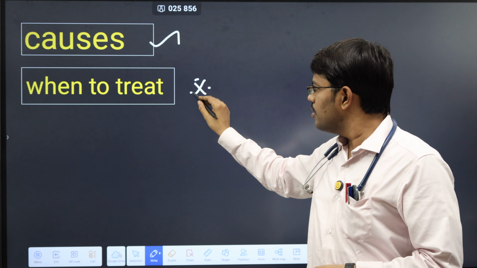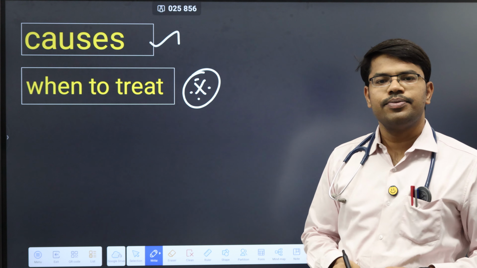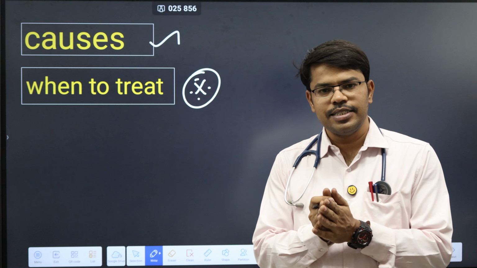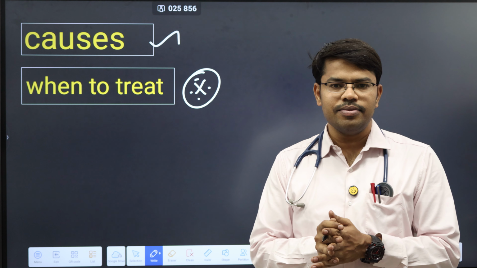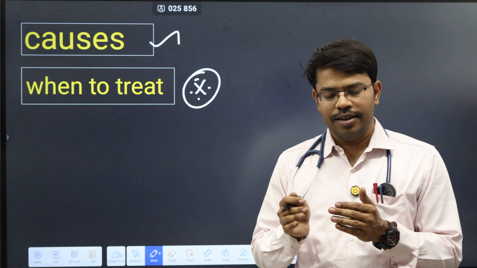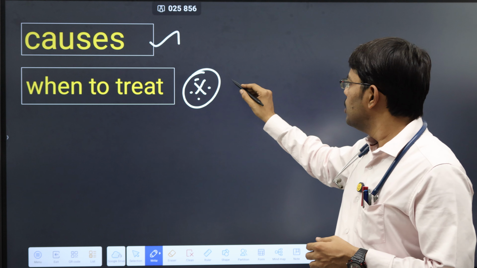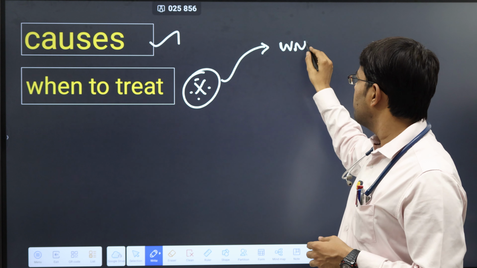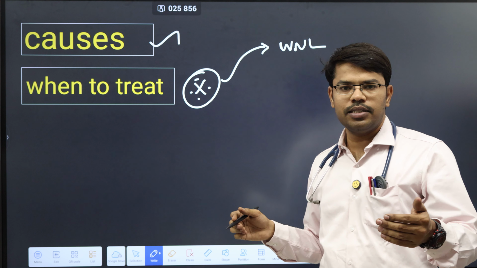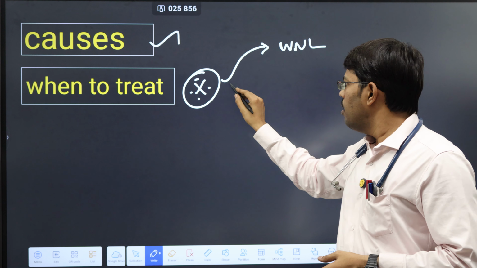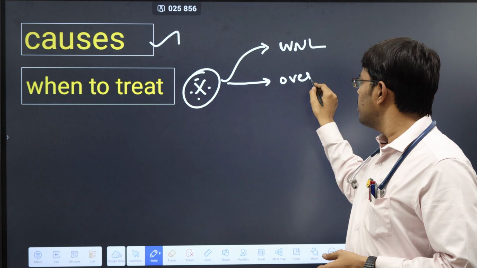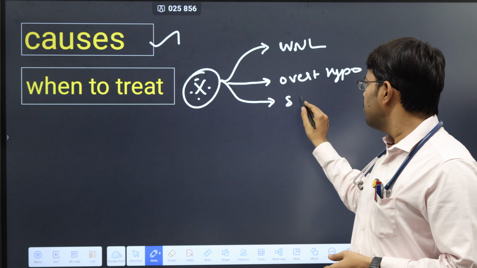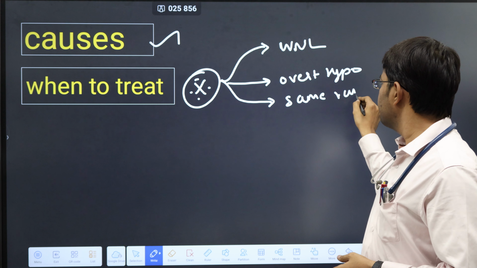The most important one: when to treat? What will happen if this elevated TSH is not treated? There are three outcomes which can happen. Spontaneously, it might come back to normal over a period of 3 months or 6 months in the follow-up, or it might progress to overt hypothyroidism, or it might remain in the same range. There are three possibilities.